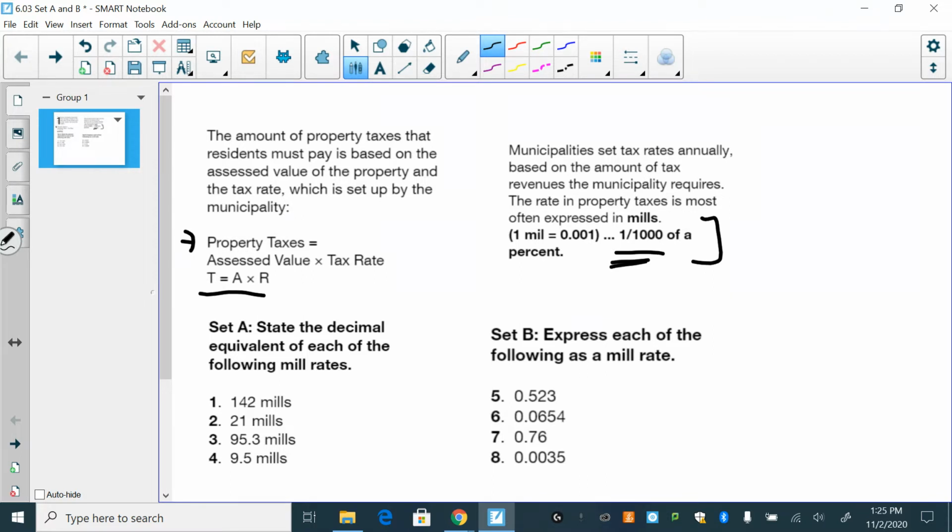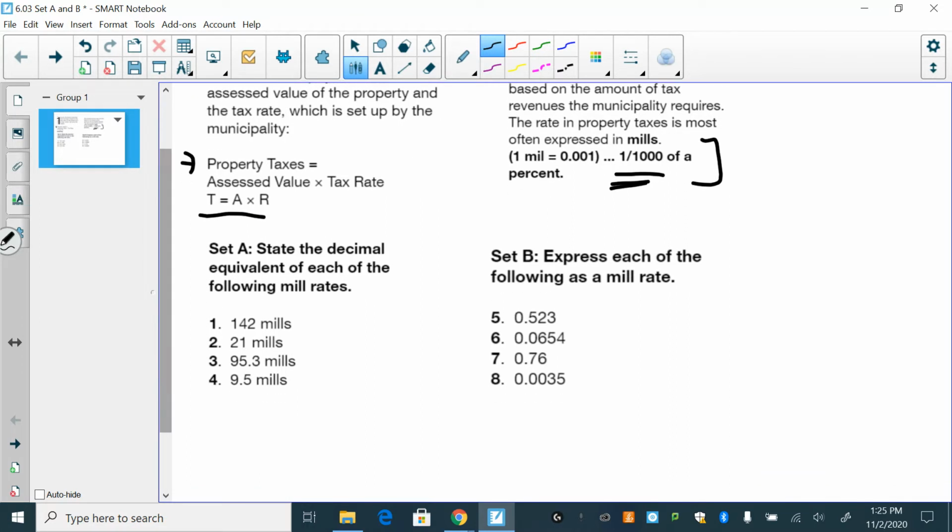Okay. So let's just look at set A. So it's just like we did before. If we have 142 mils, it's like we had before where we had 14%. And so when we had 14% and we want to change it to a decimal, we would divide by 100. Well, when we have the mill rate, instead of dividing by 100, we're going to divide by 1,000.